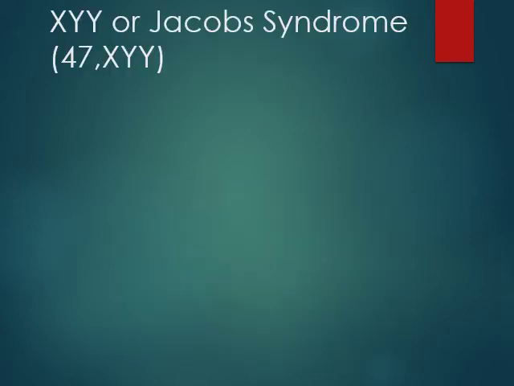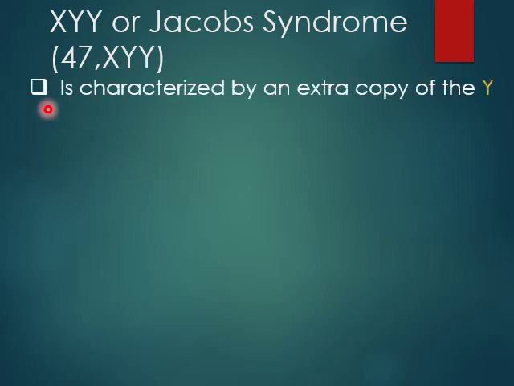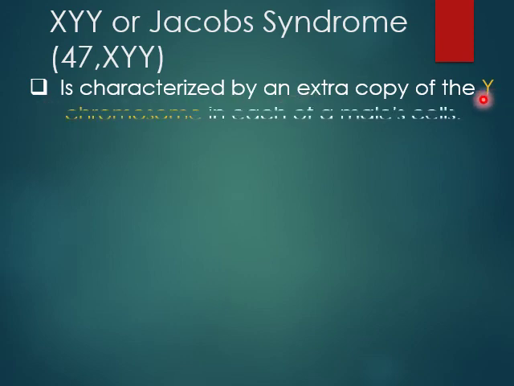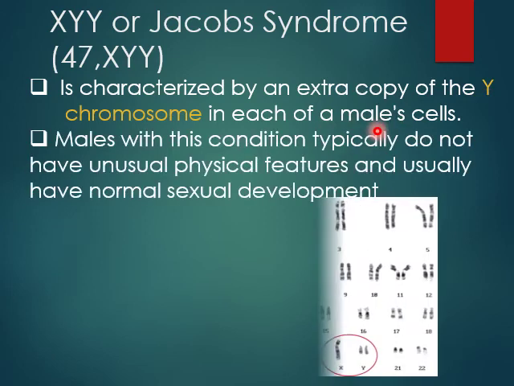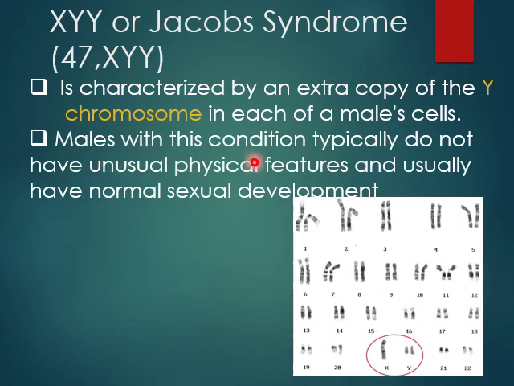Another example is XYY, or Jacobs syndrome. It is characterized by an extra copy of the Y chromosome in each of the male cells. The males with this condition typically do not have unusual physical features and usually have normal sexual development.